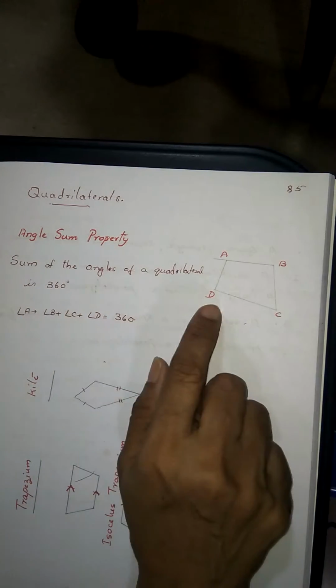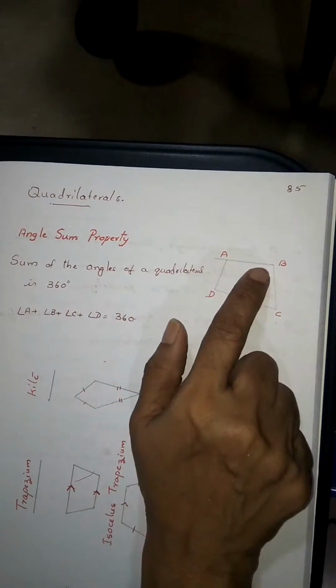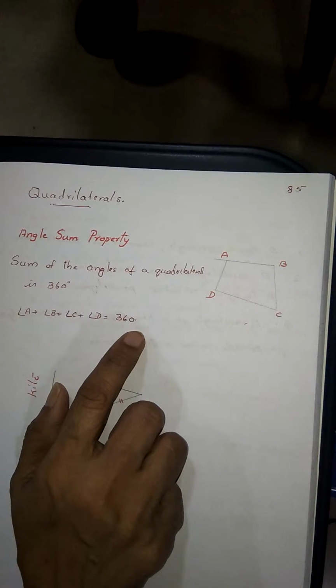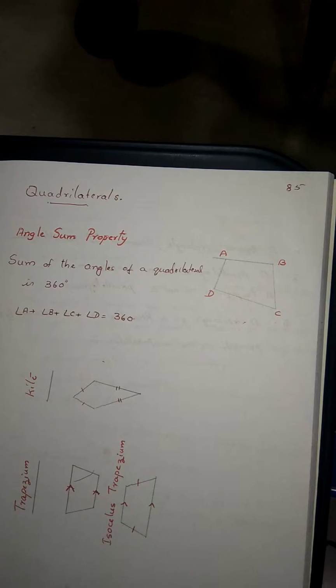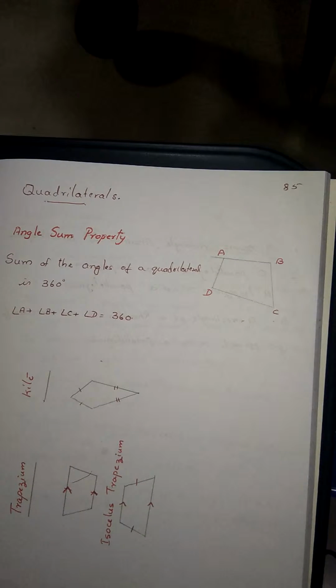Now we have the angle sum property of a quadrilateral. The sum of all the angles of a quadrilateral is 360. That is, angle A plus angle B plus angle C plus angle D is equal to 360. For a triangle, it is 180. For a quadrilateral, it is 360. Now, there are various types of quadrilaterals which we will learn in detail.